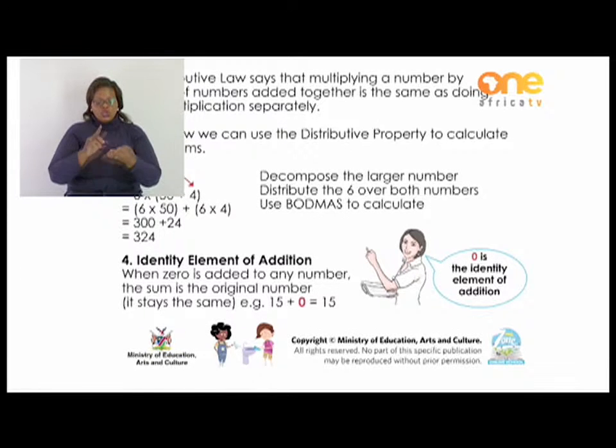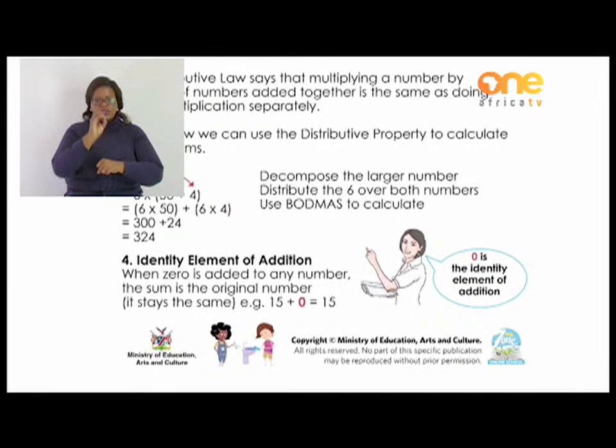Also at number 4, we need to know the identity elements of addition. And if you look, there's a picture of a learner or a teacher trying to explain what is inside that message box. 0 is the identity element of addition. 0, which is written in red, is the identity element of addition. You must take note of that, because a question can come and say, what is the identity element of addition? Then you must answer as 0.